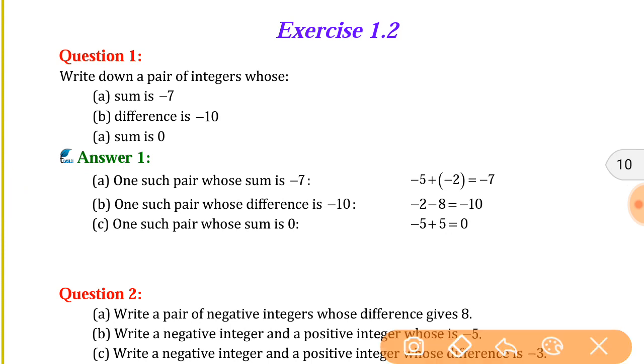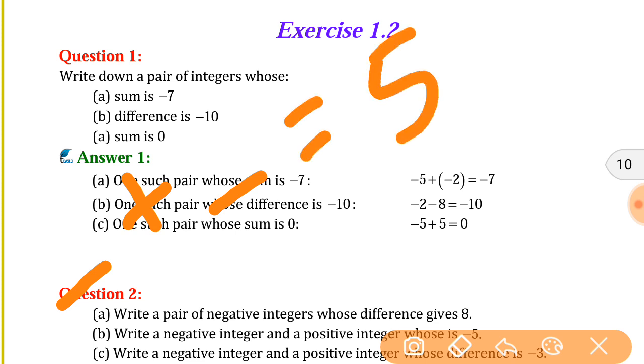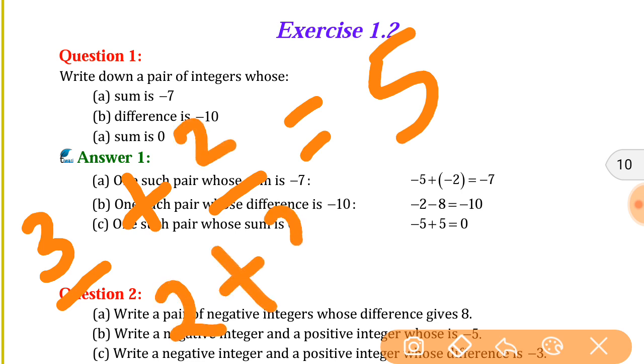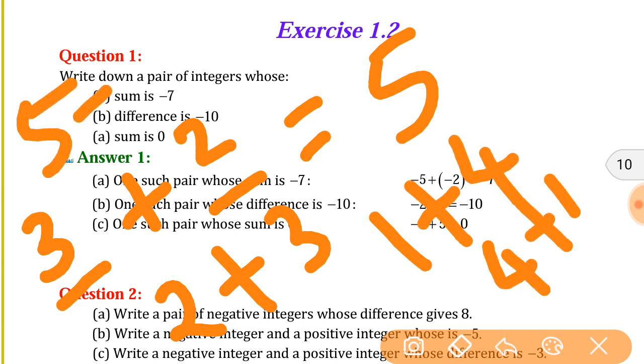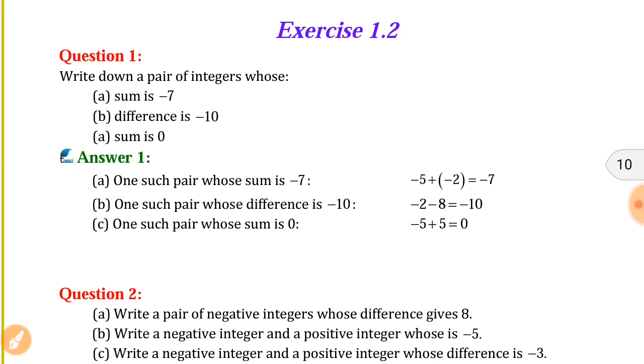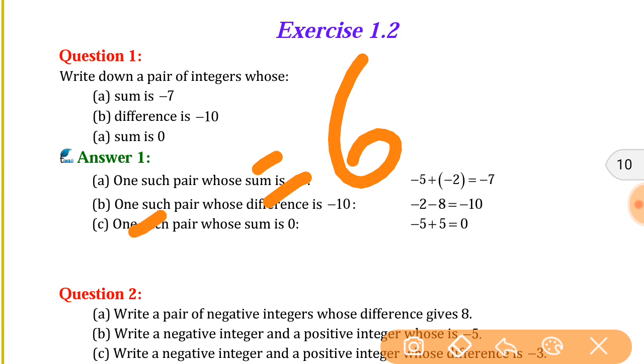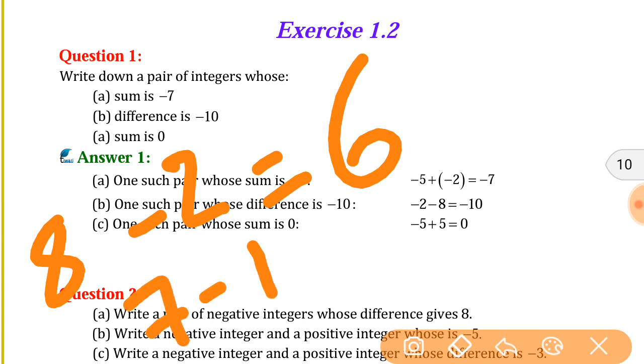For example, I'll take natural numbers only. The sum of two natural numbers should give five. That means you may write 3 plus 2, or 2 plus 3, or 1 plus 4, or 4 plus 1, or even 5 plus 0. Also we can write whole numbers, isn't it? After that we can take the differences also. The subtraction may give 6. It may be 8 minus 2, 7 minus 1, isn't it?